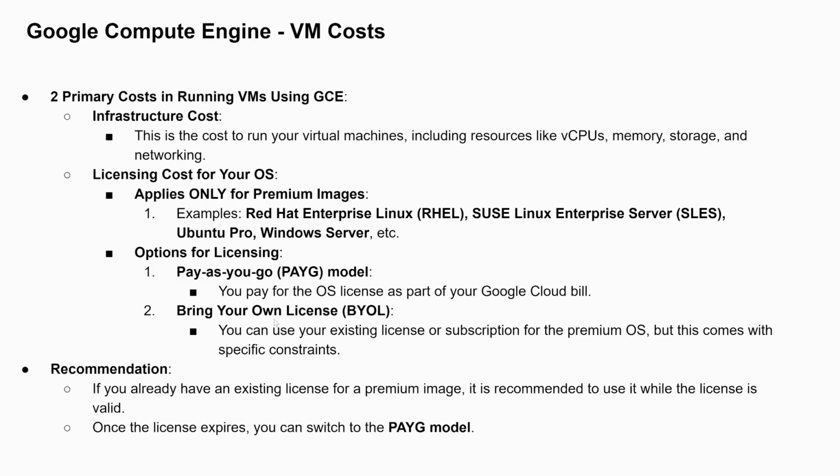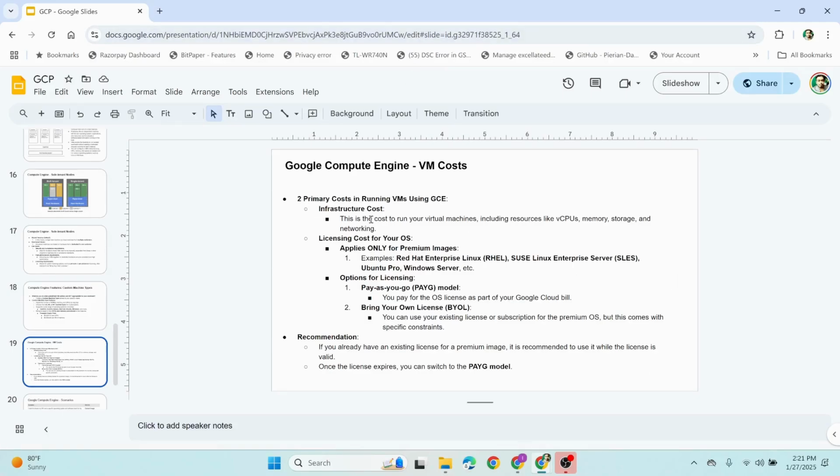If you already have a license, it is recommended to use it while it is valid. After that, you can shift to the pay as you go model for simplicity and flexibility. In summary, understanding both infrastructure and licensing costs is crucial for planning and optimizing your Google Cloud expenses. This is not only with respect to VMs. Whatever services you create inside GCP, make sure you understand the cost before you start using the service. Let me show you the Google pricing calculator so that it will be helpful at a later stage.